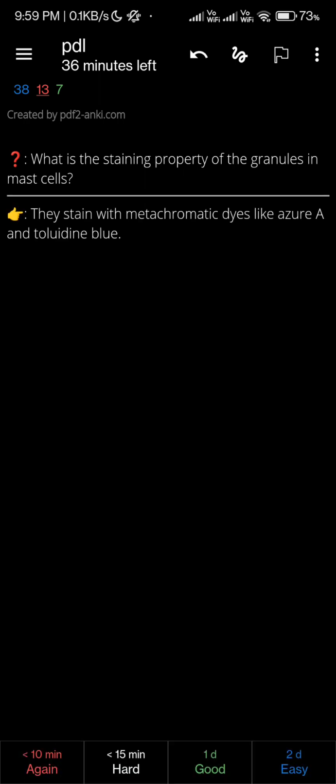So what is the staining property of granules in the mast cells? They are metachromatic dyes like azure A and toluidine blue.